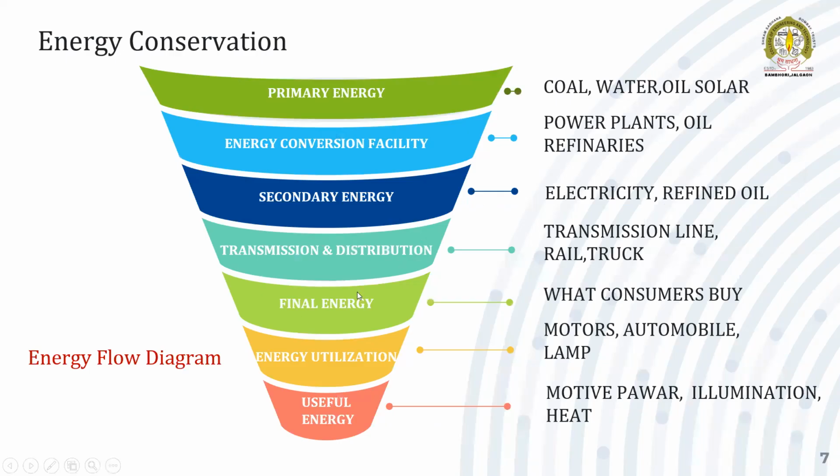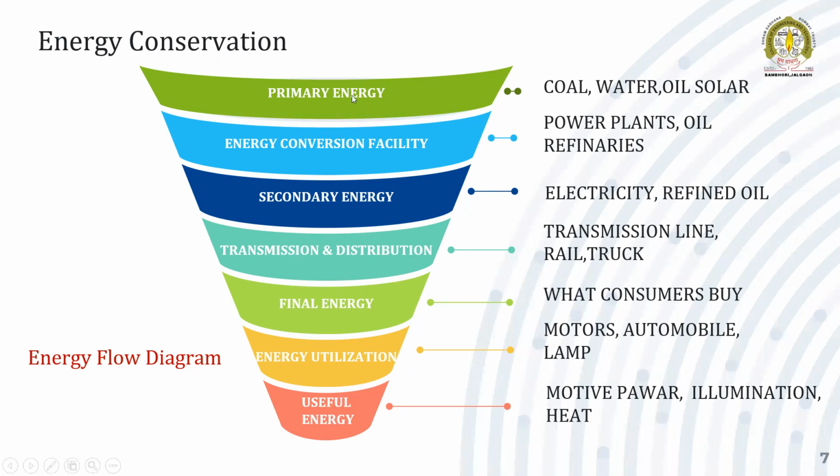Now, energy flow. Primary energy is coal, water, oil, and solar. This primary energy gets converted in the energy conversion facilities. A power plant is an energy conversion facility. An oil refinery is an energy conversion facility available across India.